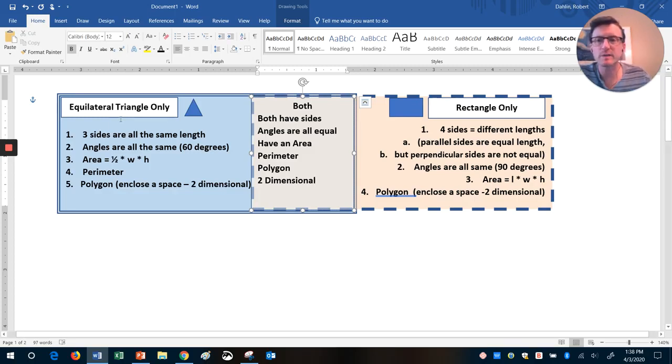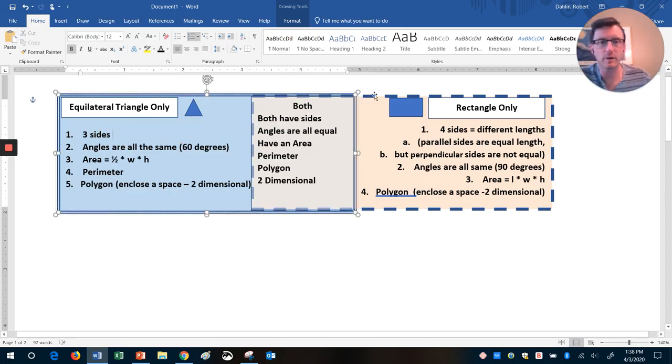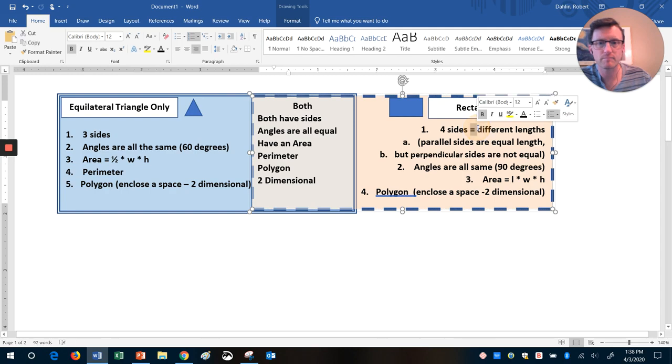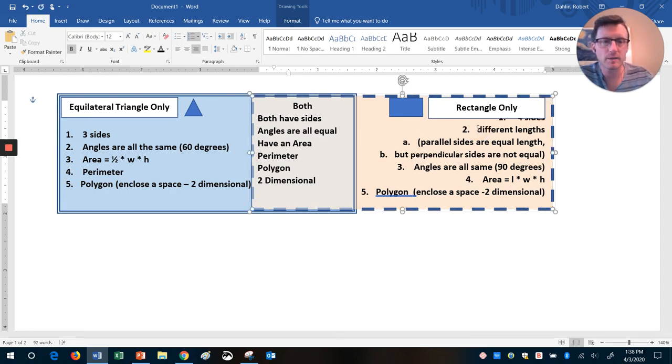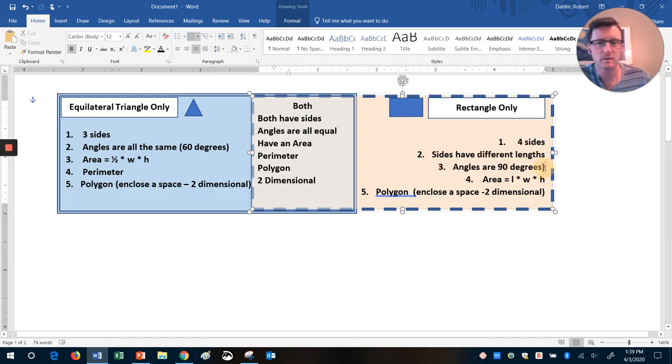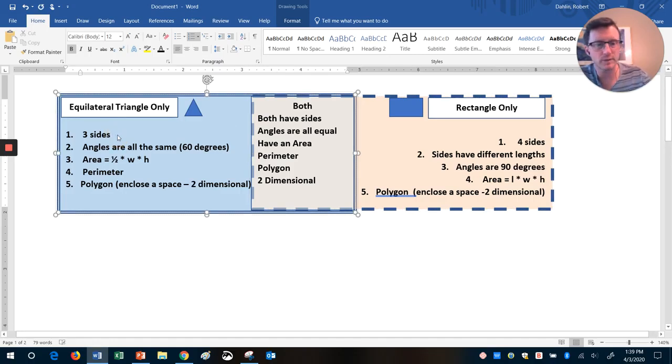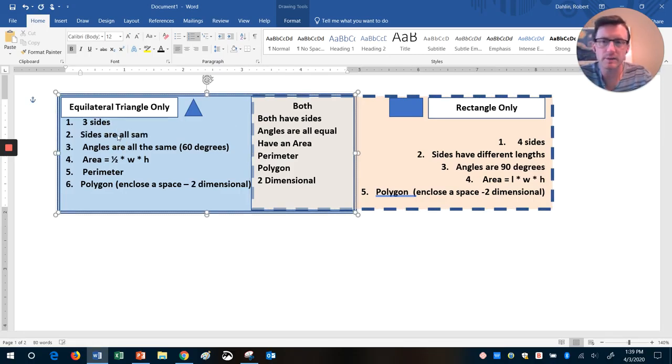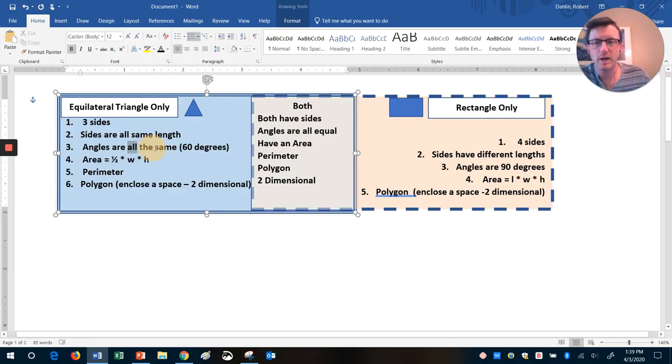Okay, so now let's look at which of these things are true for only triangles. Well, a triangle has three sides, where a rectangle has four sides. Okay, and a rectangle, the sides have different lengths. Okay, get rid of this stuff because I think we understand what that means. In a rectangle, the angles are 90 degrees. Oops, I'm gonna put this here. Sides are all same length. In a triangle, the angles are 60 degrees.